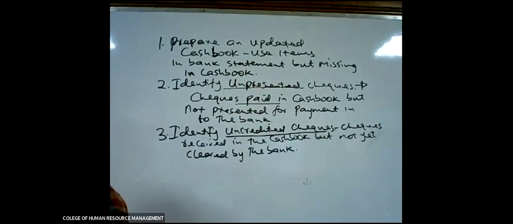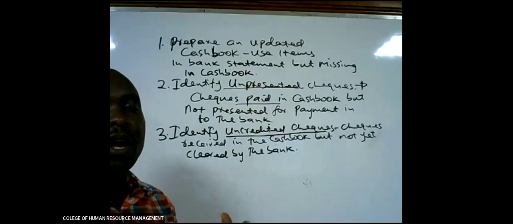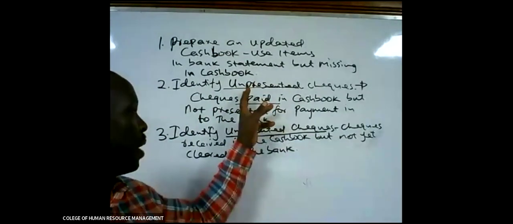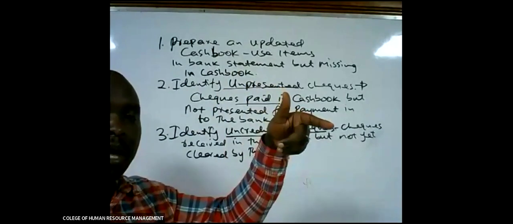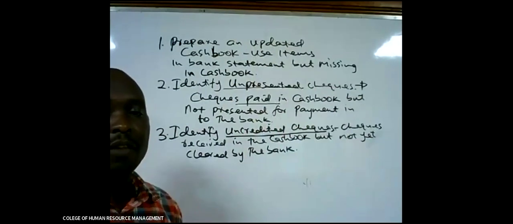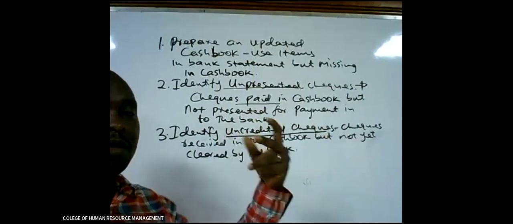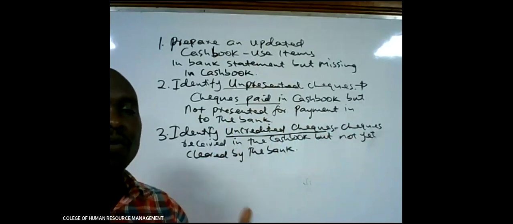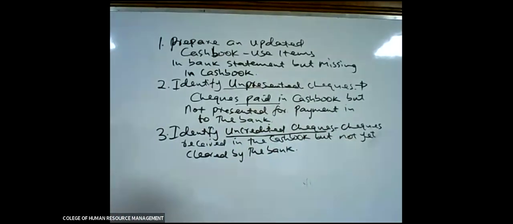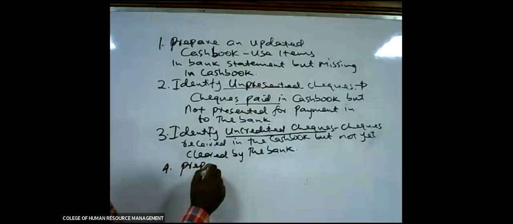That is the difference. But in both cases, the unpresented and the uncredited, those amounts of money have not reflected in the bank statement. We have paid the supplier, and the deduction is done in the cash book, but the money in the bank has not been deducted. Payment has not been made. We have received the money as per the cash book, but the actual amount of money has not been received in the bank. Then step number 4 is how you prepare the bank reconciliation statement.